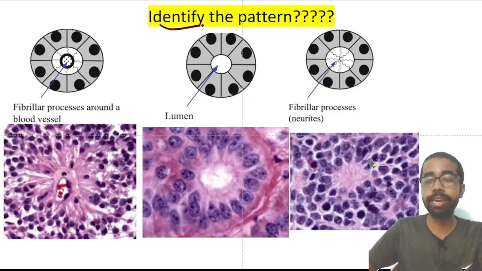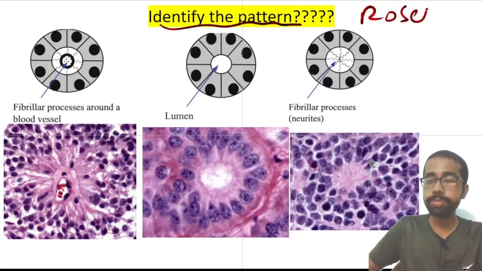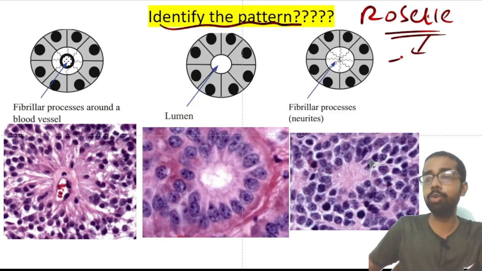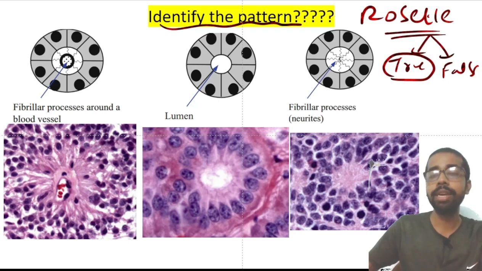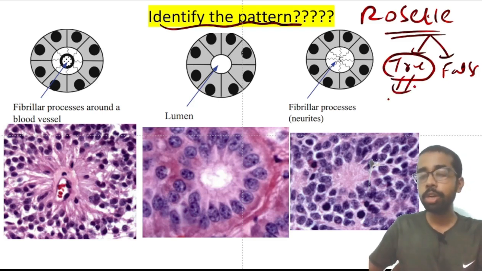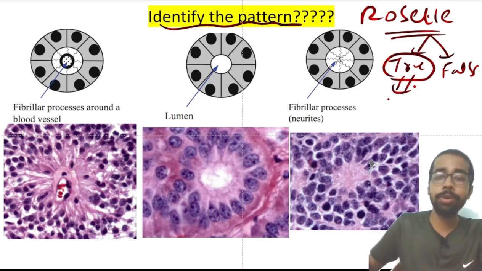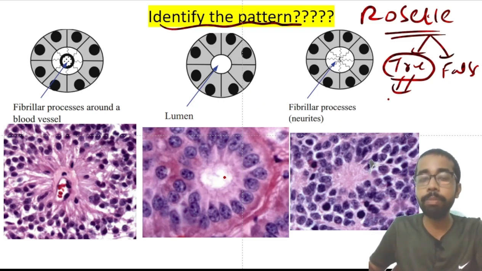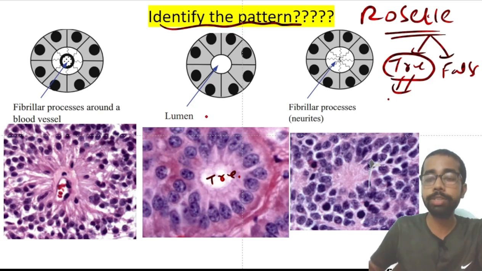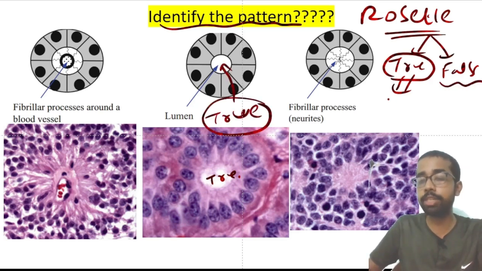Okay, which pattern? Again, another pattern, nothing but rosettes, right? And in rosettes, they say true rosette, false rosette. In mnemonic, I thought if you are a true person, do you think you will have anything inside, right? Nothing, right? You don't keep anything inside. So if there is no inside component, that's a true rosette, like this one. If the lumen is empty, that's a true rosette. Whereas the rest are false rosettes.